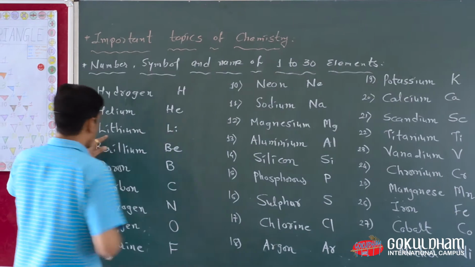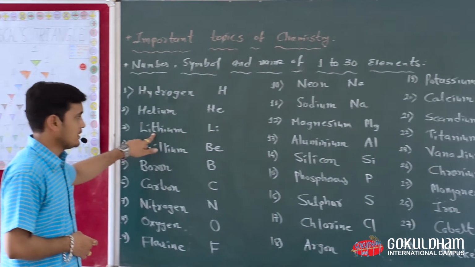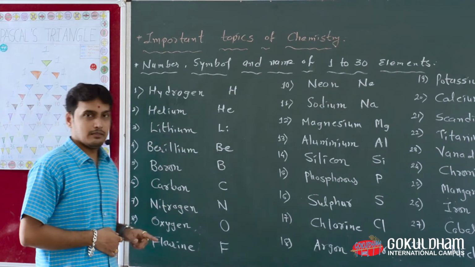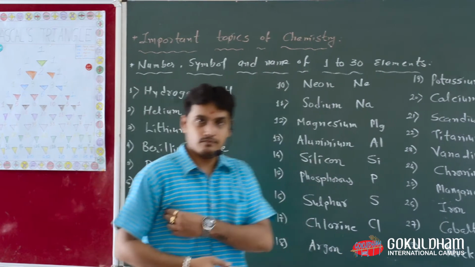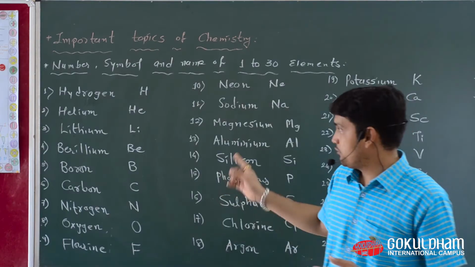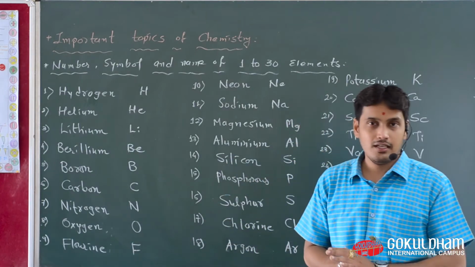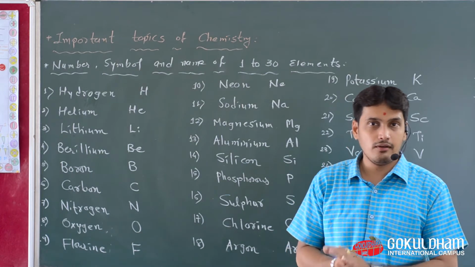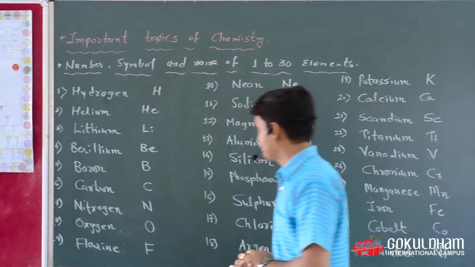Third number is lithium. The symbol is Li. This lithium is mixed with aluminium and forms parts of aeroplanes, because it is also light in weight, and it is mixed with aluminium for the stability of aeroplane parts.